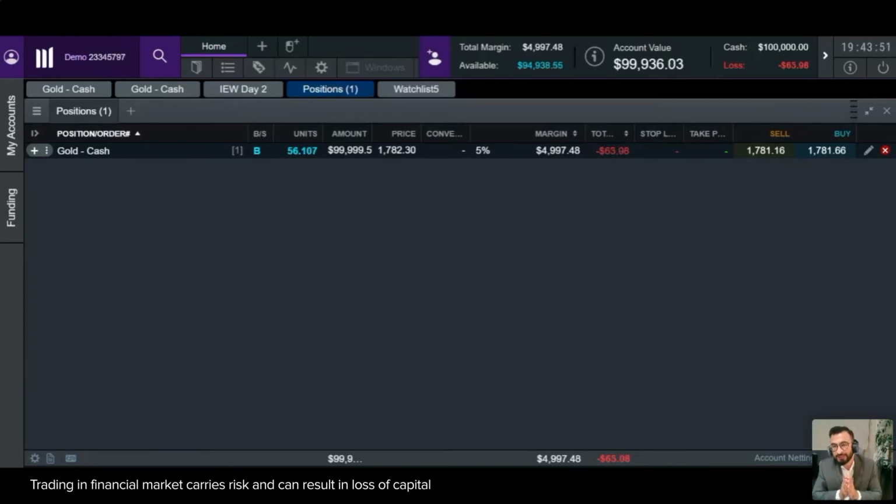And my buying price is 1782. Write it down on the notepad if you have. If you don't have a notepad, get a piece of paper or use your phone. 56 ounces I purchased at 1782.